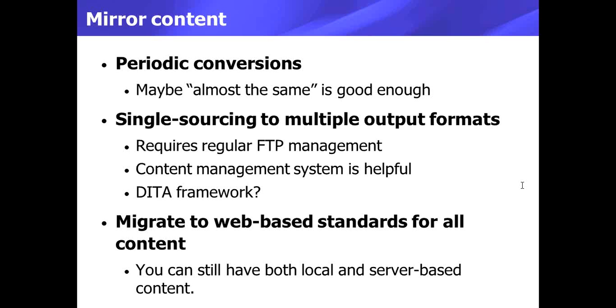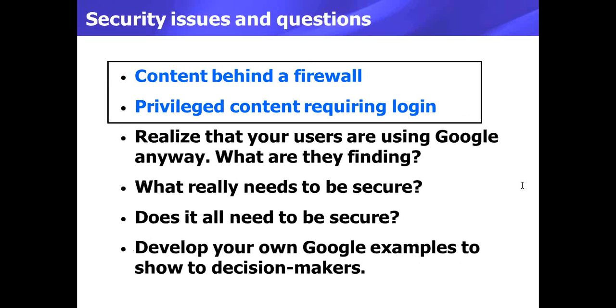So if we're only changing our information every 3 months or 6 months, then that could be the same time where we do that single sourcing to the different output formats and make sure we have both a locally installed and the web-based version of our content. And if you haven't been working with any single source tools, content management tools, this is a really good reason why you would want to do that, because it definitely streamlines the process and ensures consistency between those mirror versions of your content.